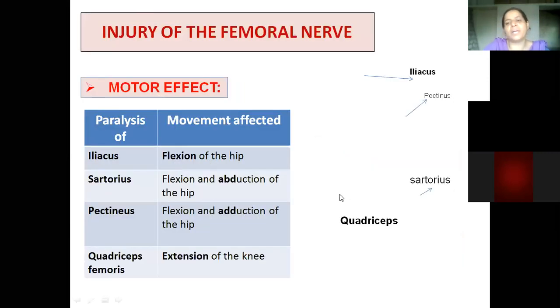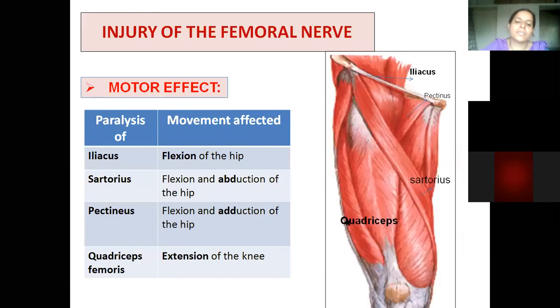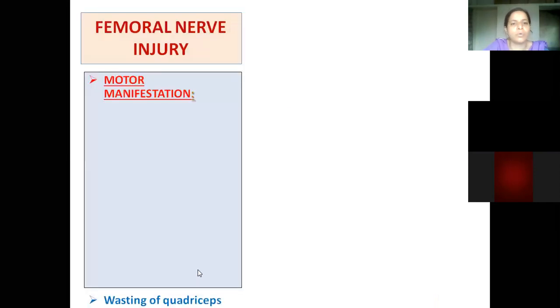Suppose if the femoral nerve is damaged, obviously all these muscles will not get nerve supply. So whatever function is performed by the femoral nerve is lost. So flexion of hip is gone. Then flexion and abduction of hip, which is produced by sartorius, is gone. Flexion and adduction of hip, which is brought about by pectineus, is no more. Quadriceps femoris, which is responsible for extension of knee, is also no more.